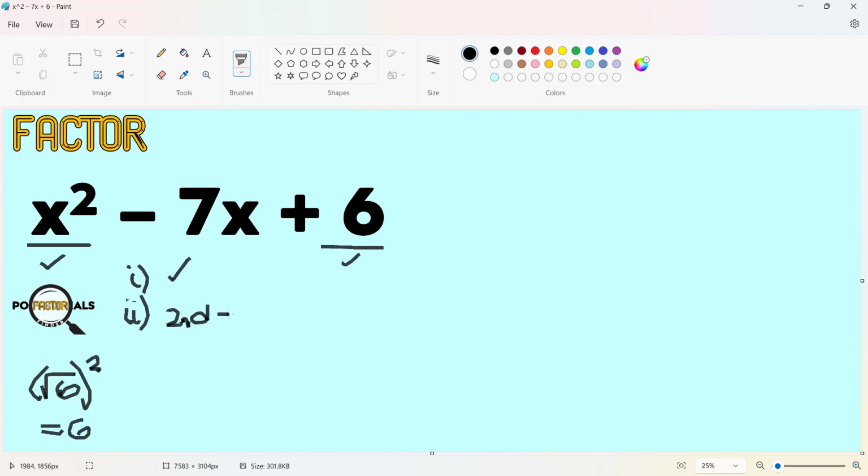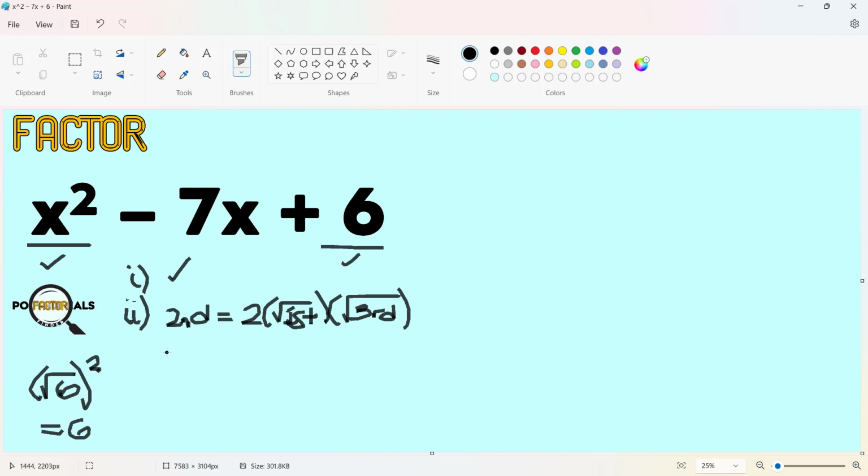Let's notice this second condition. The second condition is that the second term must be the result of 2 times the square root of the first term and times the square root of the third term. If our middle term satisfies this condition, even if we have assumed earlier that 6 is a perfect square, then we will accept this is a perfect square trinomial. But if it does not meet this criteria, that's further proof that it's not a perfect square trinomial.